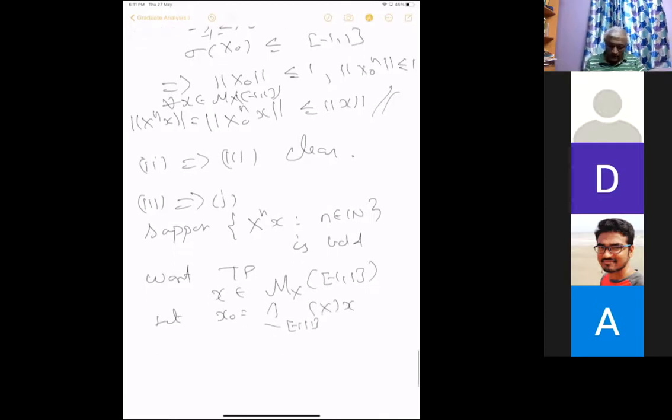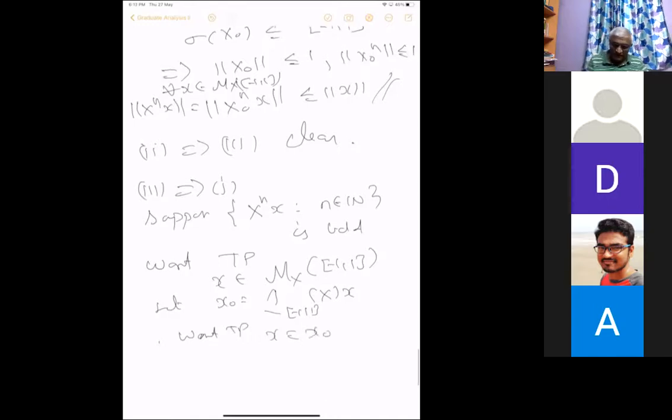We want to prove x is in this. That is, we want to prove x equal to x naught. That's what we want to prove. We want to prove that x is in that, that means x equal to x naught. That's what we want to prove.